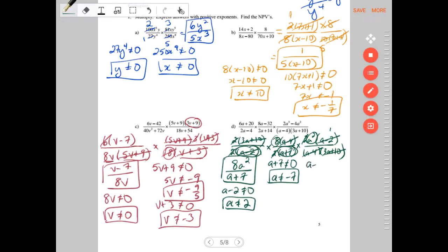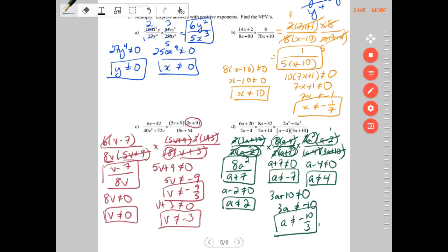I have a minus 4 cannot be 0. So I'm going to add 4 to both sides. A cannot be 4. And last but not least, I have 3a plus 10 cannot be 0. So I'm going to subtract 10 from both sides. 3a cannot equal negative 10. And divide both sides by 3. A cannot equal negative 10/3.